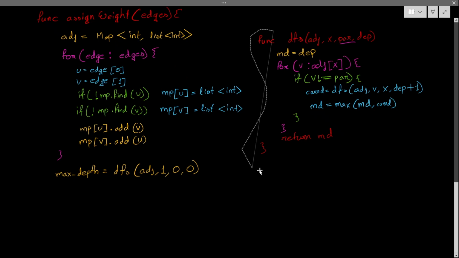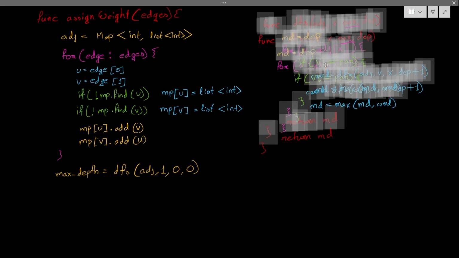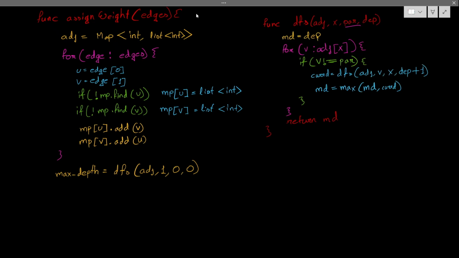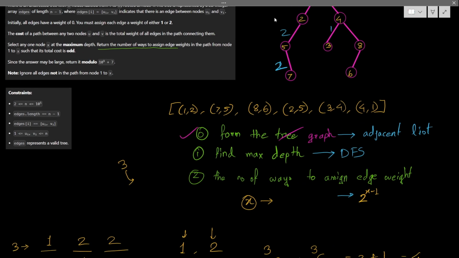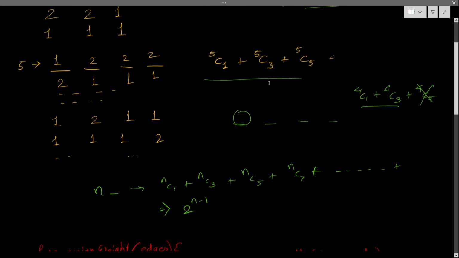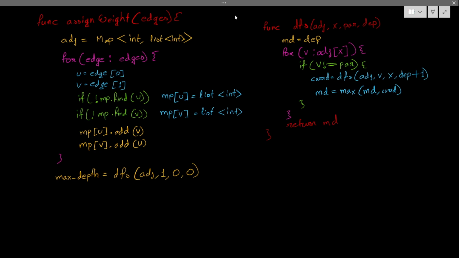Now what will be the next approach? Next solution is this case. Next I have to find the maximum that I got. Now return the number of ways to assign the edge weight. So this is a simple formula to resolve, x minus 1. So you can right now think of it like we can simply write, I get the maximum depth, so I can simply return.